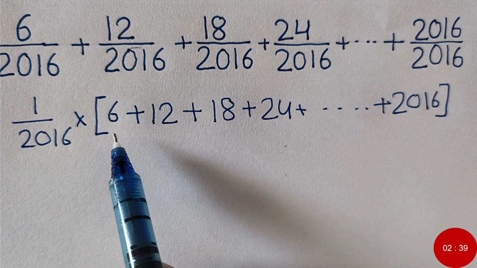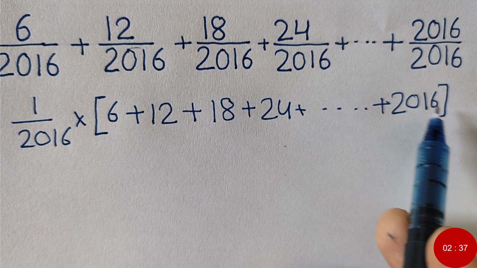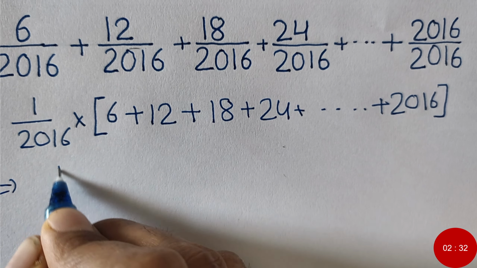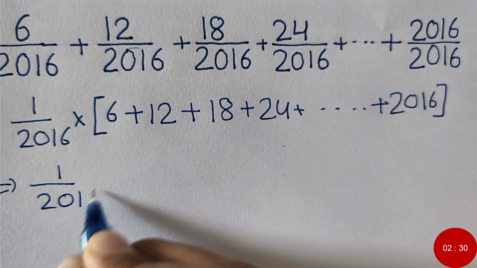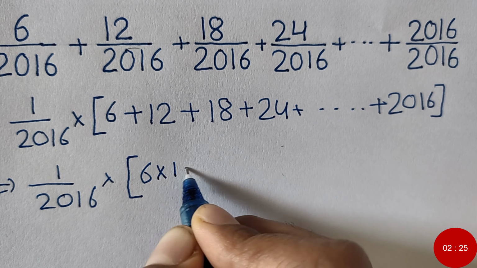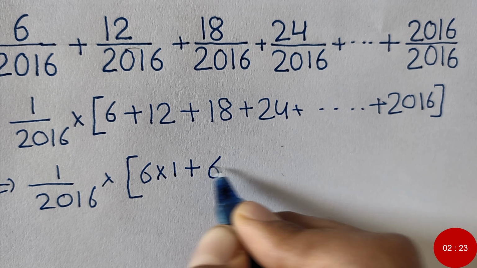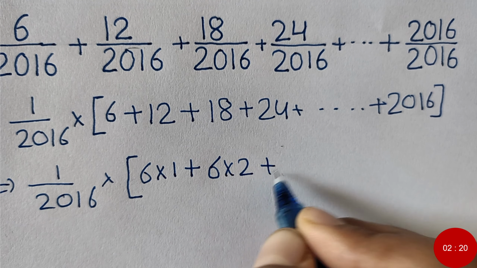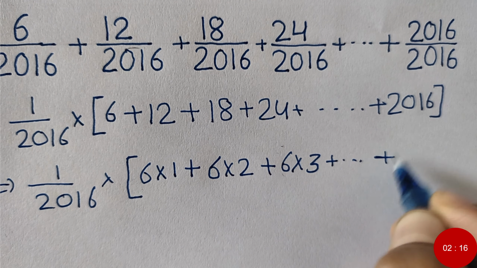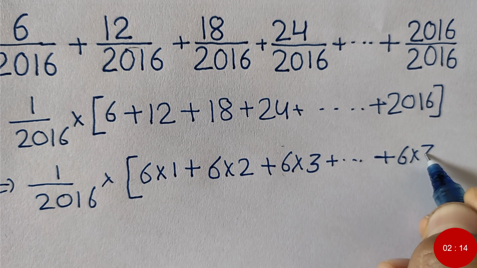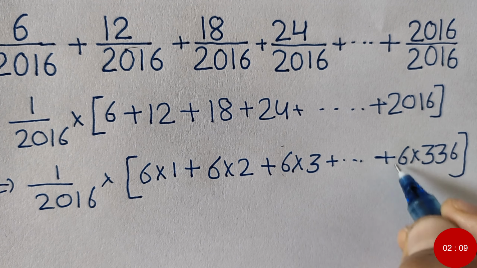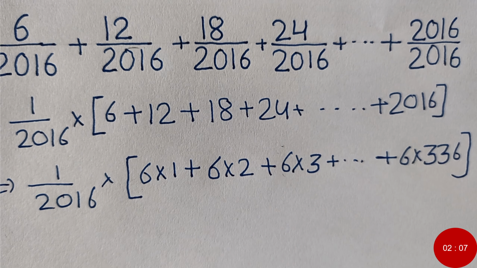We can see all the terms inside the bracket are the multiples of 6. Hence, we can rewrite this series as 6 as 6 into 1, plus 12 as 6 into 2, 18 as 6 into 3, and so on. The last term will be 6 into 336, as 6 into 336 is equal to 2016.